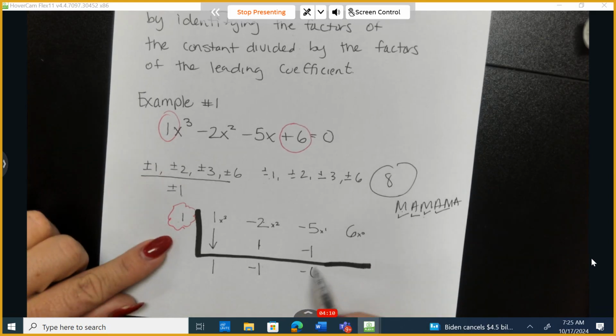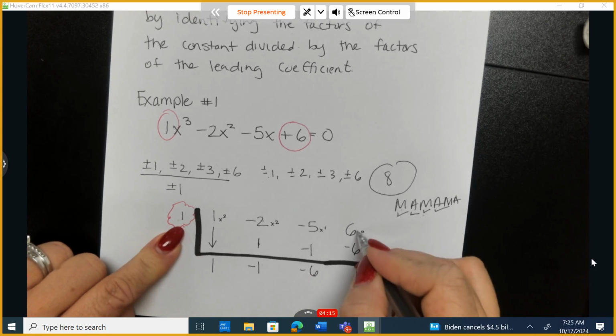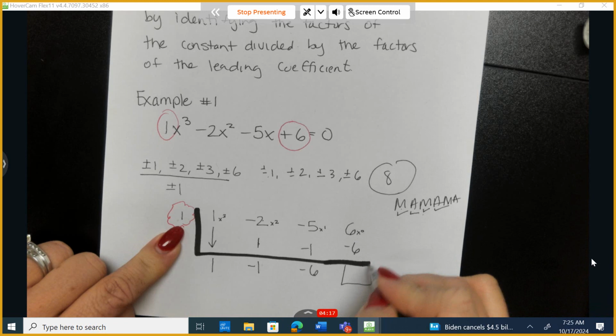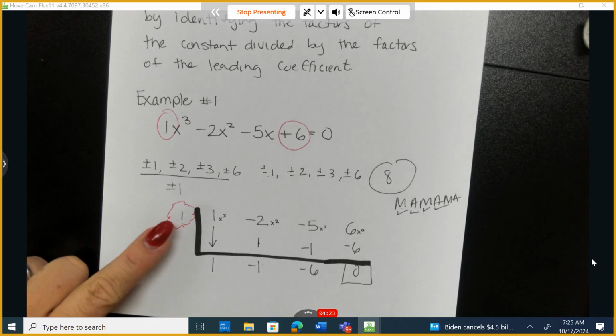Okay, so I'm down to -6. I always multiply by the magical number out front, which is -6, and I add straight down. Whatever we get here is the remainder. When we get a remainder of 0, it's like ding, ding, ding. It tells me that this is a solution.